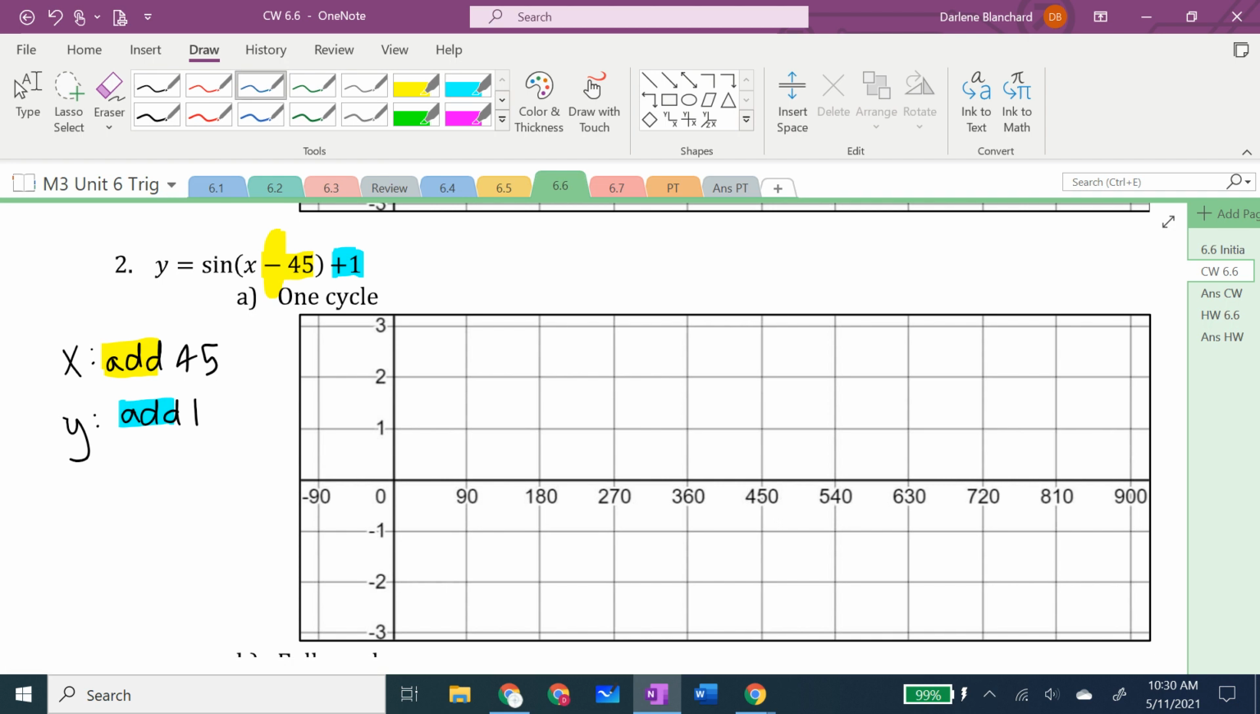I'm going to draw the parent graph. And these are the 5 points I'm referring to when I say show the 5 points that begin and end the quarter cycles. And then we've got first quarter cycle, second quarter cycle, third quarter cycle, and fourth quarter cycle.